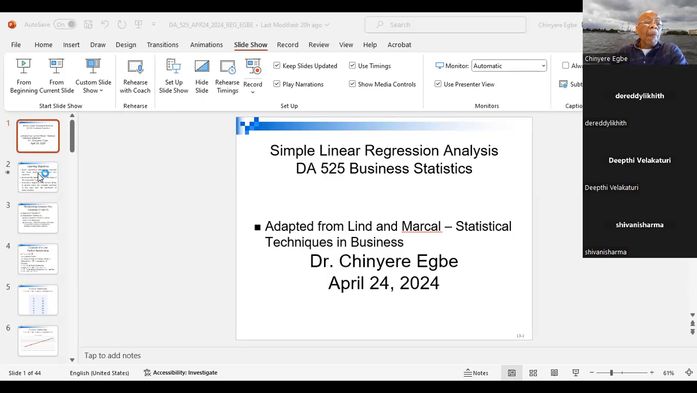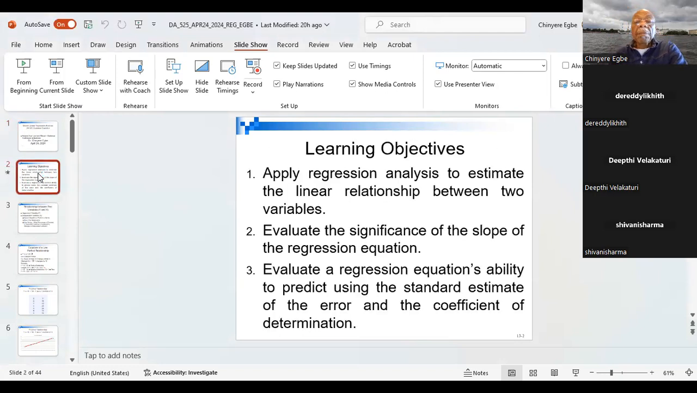So let's look first at our objective, our learner objective. Once you look at the relationship between two variables, one which is a dependent variable, the other an independent variable, we are simply saying that the values of the dependent variable depend on the values of the independent variable.